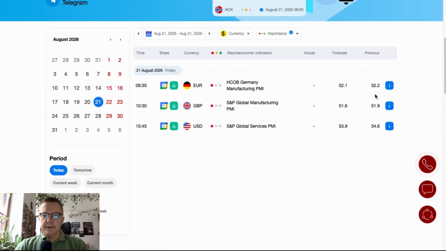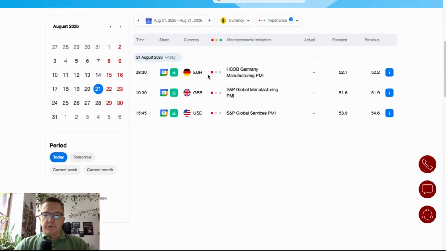In the last trading day, we have three high important data releases, all about the PMIs. Manufacturing PMI data from Germany is scheduled for release at 9:30. Manufacturing PMI data from the UK is scheduled for release at 10:30, and at 3:45 we have the services PMI data from the USA. And that's about the situation here.